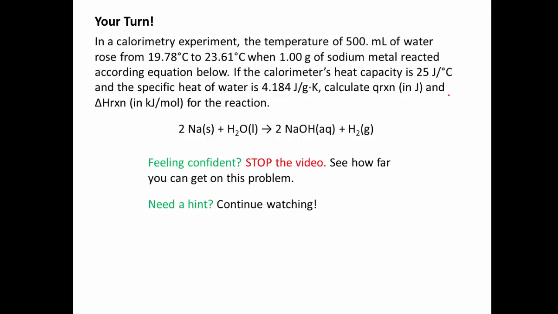I believe yours says 1.00 grams of sodium was added to enough water to create 500 milliliter solution. That means that we're going to have an ending volume of 500 milliliters, which means it will have a mass of 500 grams. If the calorimeter's heat capacity is 25 joules per degree Celsius and the specific heat of water is 4.184 joules per gram Kelvin, calculate Q of reaction in joules, and I believe that's all I asked for. Ooh, I did not do some editing. I apologize. So just calculate the Q of reaction.